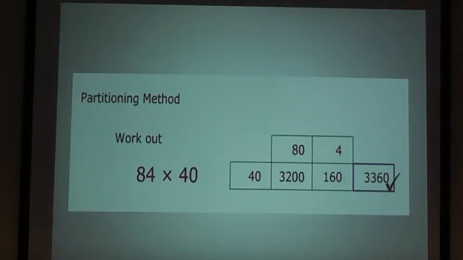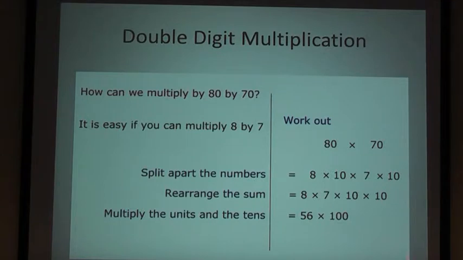Partitioning method, so if you had to do 84 by 40, this is the units and tens, remember? So you've got 80 there, 4 there, which gives you 84. And you've got 40 there. So 80 times 40, 8 4s are 32, and then the 2 zeros. 4 times 4 is 16, and then the 1 zero. You add these two columns together, and you get 3,360. So this is the partitioning method. If I go back one slide, you've got the sort of double-digit method.